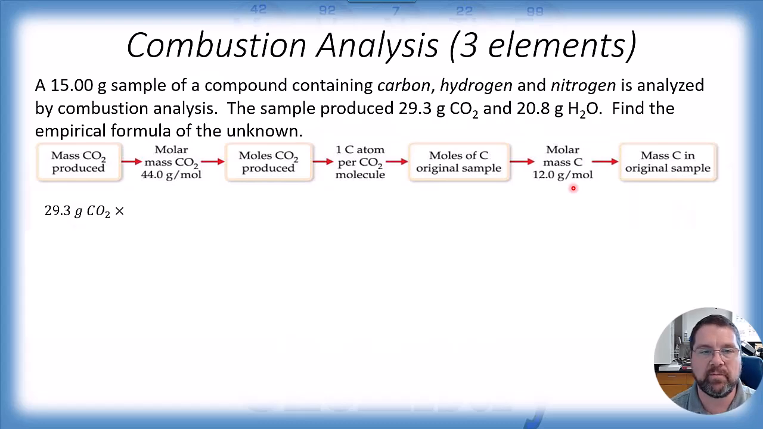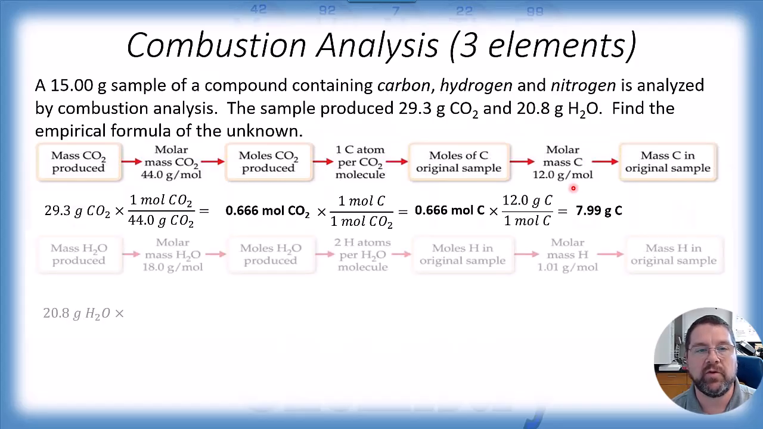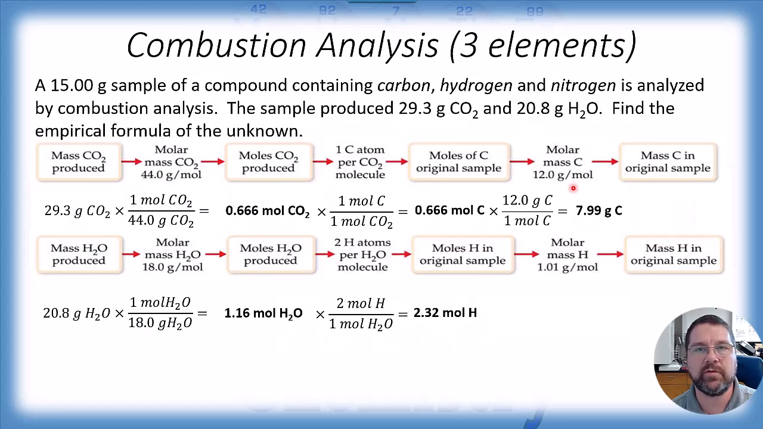So we start with the mass of carbon dioxide produced, and we go through the same steps: convert to moles of carbon dioxide, convert to moles of carbon, and then here we definitely are going to have to go to grams of carbon, because that's how we're going to be able to determine how many grams of nitrogen were present in that sample. Do the same thing for hydrogen, starting with the amount of water that was produced, convert to moles of water, then to moles of hydrogen atoms, and finally to grams of hydrogen atoms.